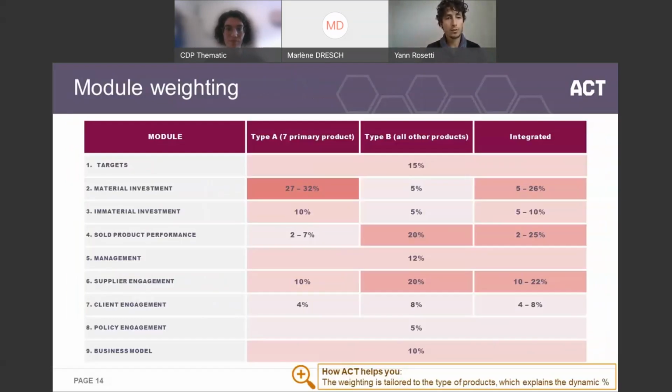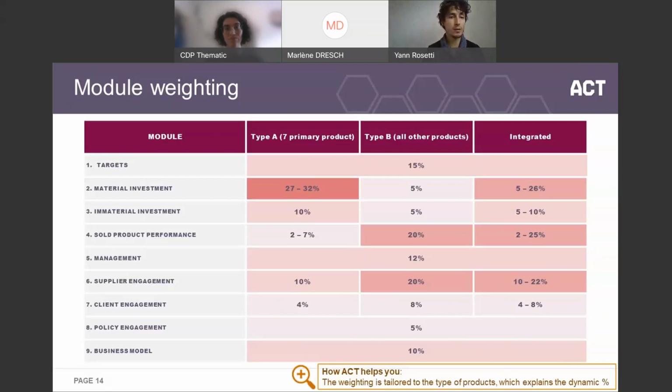To go back to the modules within the ACT assessment, you can see here different weightings. Each module has its own weighting, and for the chemical sector, depending on the type of company we are considering, type A, type B, or integrated, the weighting will be different, because the stakes are not located on the same parameters.